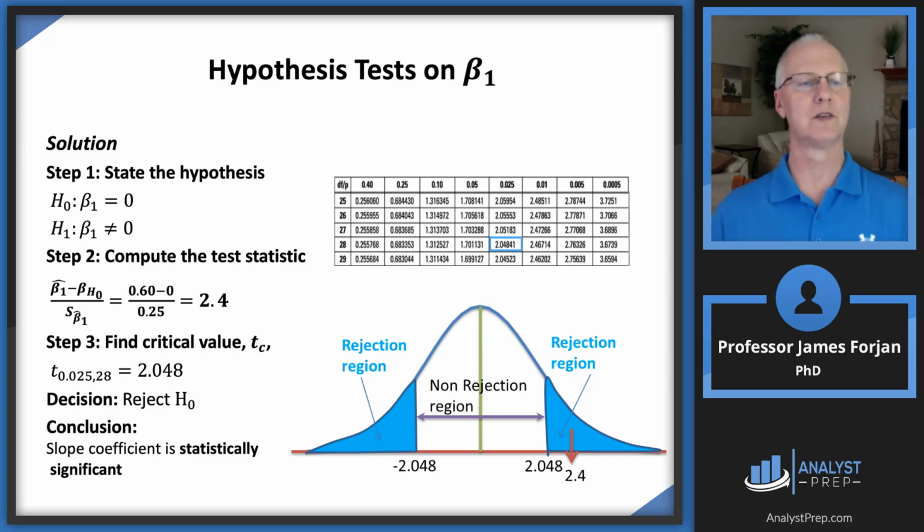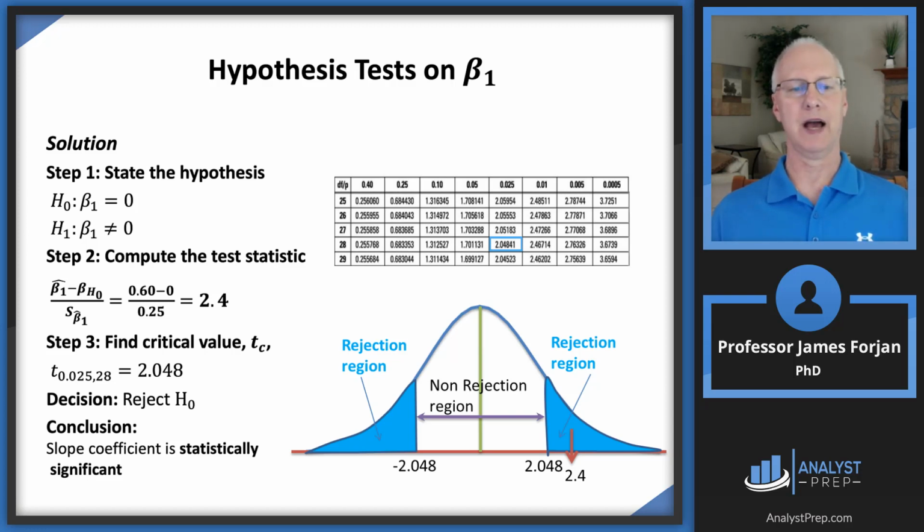All right, so let's go work through the steps here. Step 1, state the hypothesis. The null hypothesis is that beta 1 is equal to 0. The alternative is that it is not equal to 0. We can easily compute that test statistic from the results of the regression output that was on the previous page.